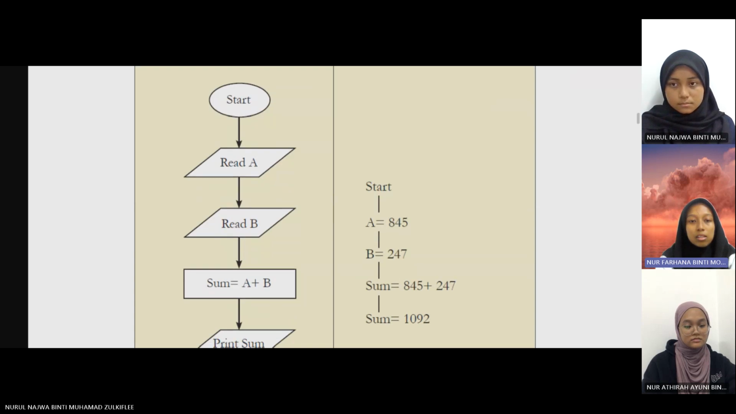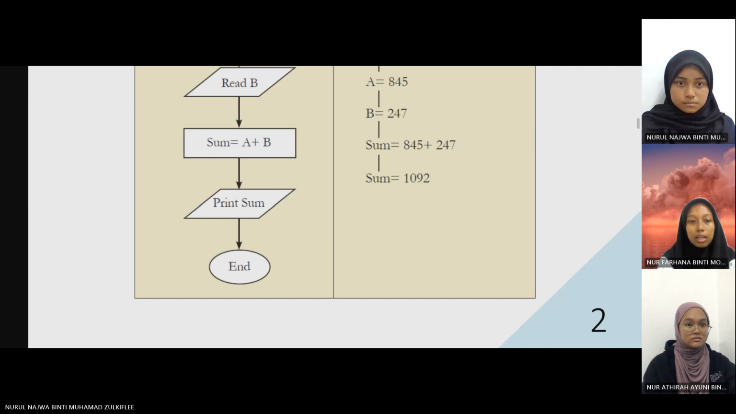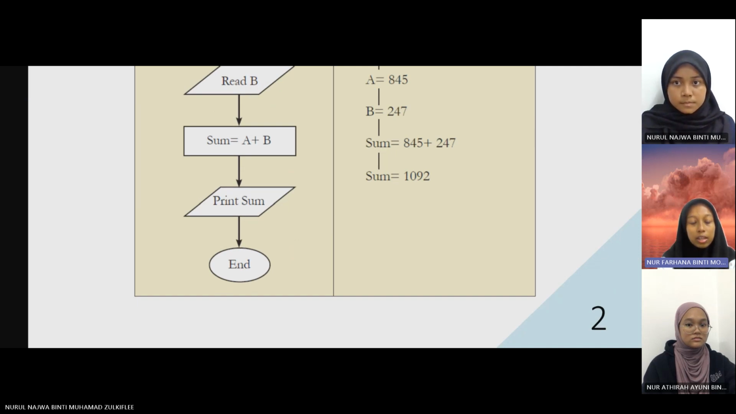And this is the example of the flowchart. In this flowchart, we insert the terminal and the input is Start, and then the input is read A, and then the data, the input is read B, and then the process, the input is sum equals A plus B, and then the data, the input is print sum, and the last one we insert the terminal and the input is End.